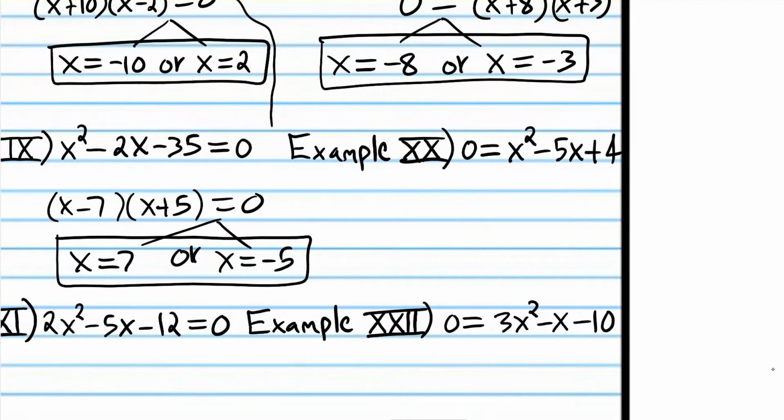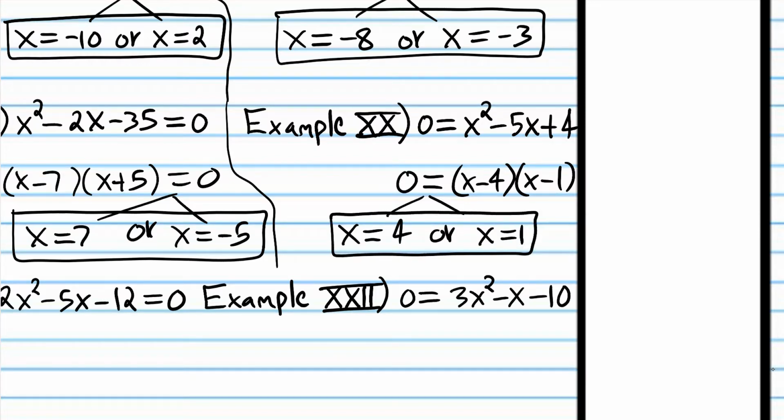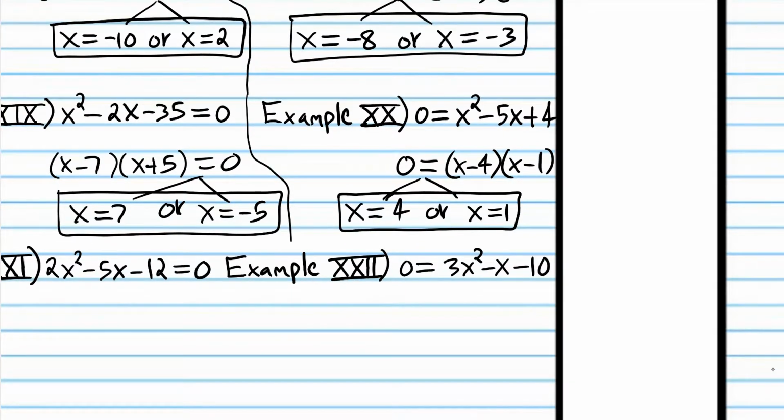All right, we're back. Don't have much room in here. What two numbers multiply to 4? I think that's going to be negative 4 and negative 1. Negative 4 times negative 1 is positive 4. Negative 4 plus negative 1 is negative 5. That might have been a slight challenge for some students. x equals 4 or x equals 1. If you had trouble with that, it's okay. A lot of students have trouble with that particular factoring problem. But now you know how to do it.